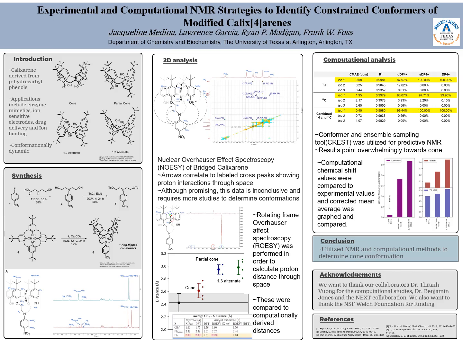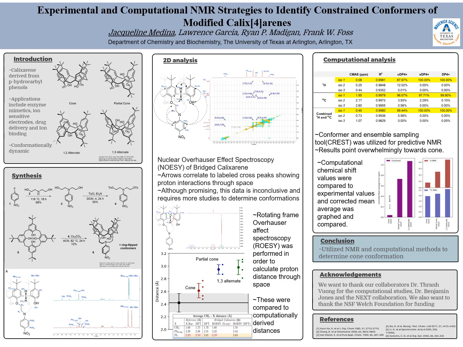Hello, my name is Jacqueline Medina, and I'll be presenting on experimental and computational NMR strategies to identify constrained conformers of modified calixarene. Calixarene is an organic molecule composed of 4 para-hydroxyphenyl groups linked by methylene groups. The calixarene form we'll be looking at contains a tert-butyl group in the para position to the hydroxyl group.